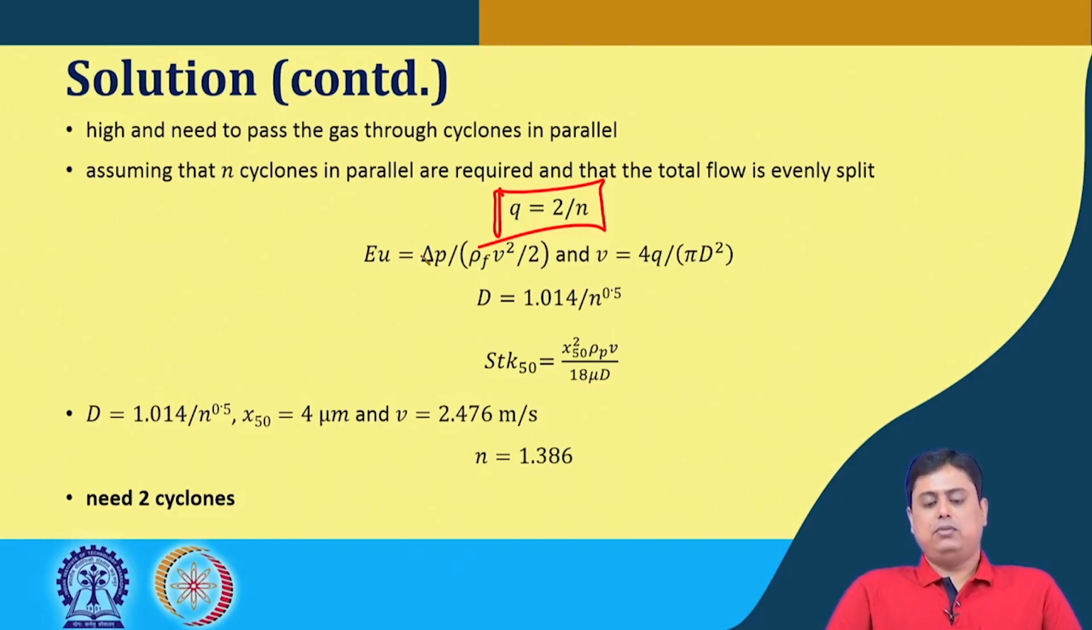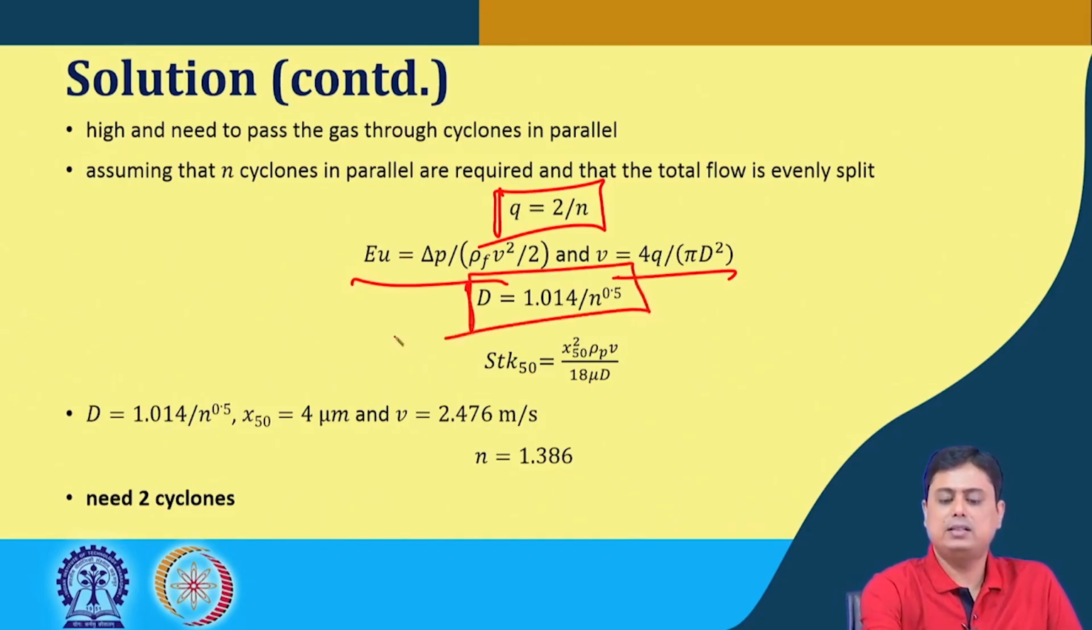So, with this revised flow rate, the same Euler number and the characteristic velocity would remain the same, because that comes from the pressure drop calculations, which is the affordable pressure drop, which is the provided pressure drop. So, the Euler number remains the same. So, from these two expressions, which remain the same as the previous calculation, we find that the revised diameter is 1.014 divided by root over n.